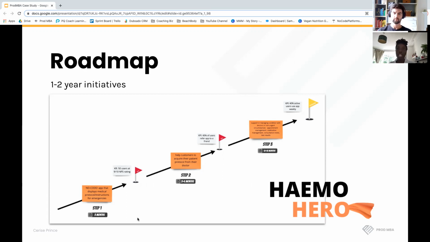And then finally, moving beyond the scope of helping just when in crisis and going to hospital into supporting them in managing their condition as a whole. So their appointments that they may need to go to, their medication, tracking their consultation notes, so that it's more holistic, not just in crisis, but in general for them.